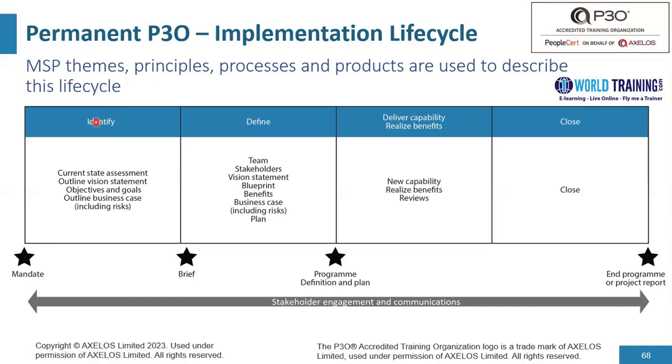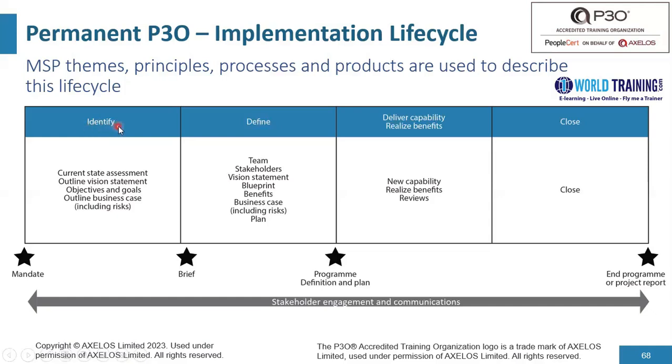Can I just take you through some of the elements of this particular life cycle? This is a program management life cycle. So the trigger for a program is usually a mandate. A mandate could be a senior management directive in terms of we need to have a P3O in place. So that mandate would trigger the first phase in the program life cycle, which is the identify phase.